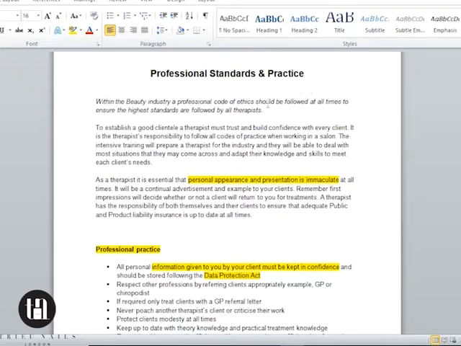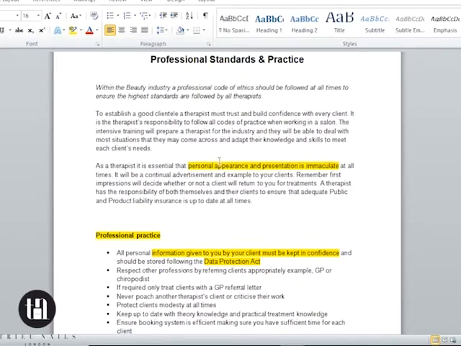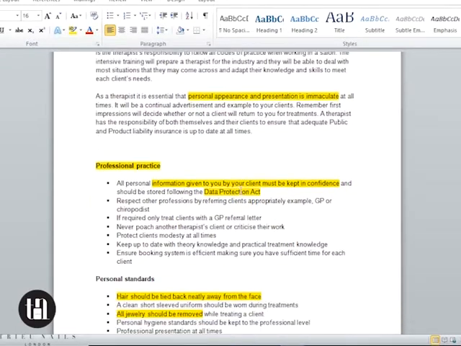Professional standards and practice. Within the beauty industry, a professional code of ethics should be followed at all times to ensure the highest of standards. You must build trust and confidence with every client, and by following the code of practice, you will build that confidence. It's essential that your personal appearance and presentation is immaculate, and you also have the responsibility for yourself and your client to ensure adequate public and product liability insurance at all times.